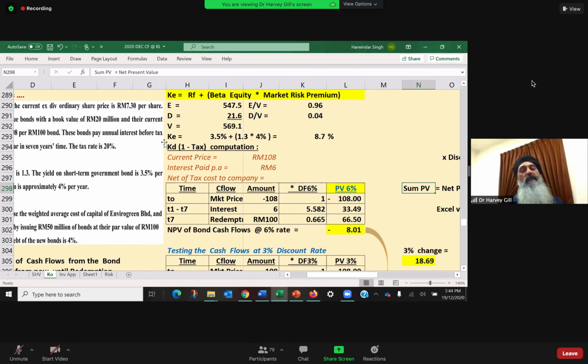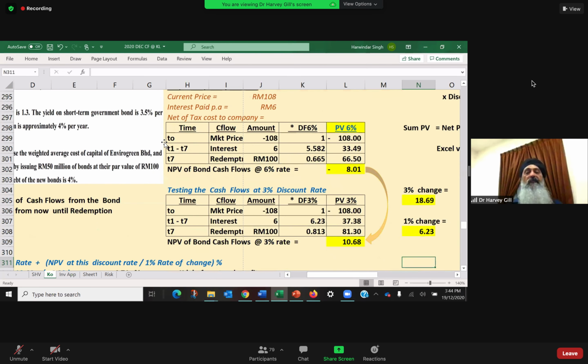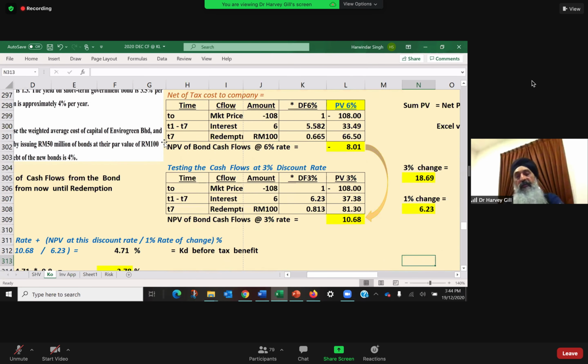Yeah, I don't know how much of your IRR or NPVs you remember. I will revise a little bit of that tomorrow, the NPV part. But anyway, IRR works like this. Whenever an investor buys a bond, there are always three cash flows that are involved. And the three cash flows are the market price that you have to pay. So there's 108 out of pocket you pay. Then you earn interest for 7 years in this case, 6 ringgit. And at the end of the 7th year, you get back your money. That's the redemption, 100 ringgit.